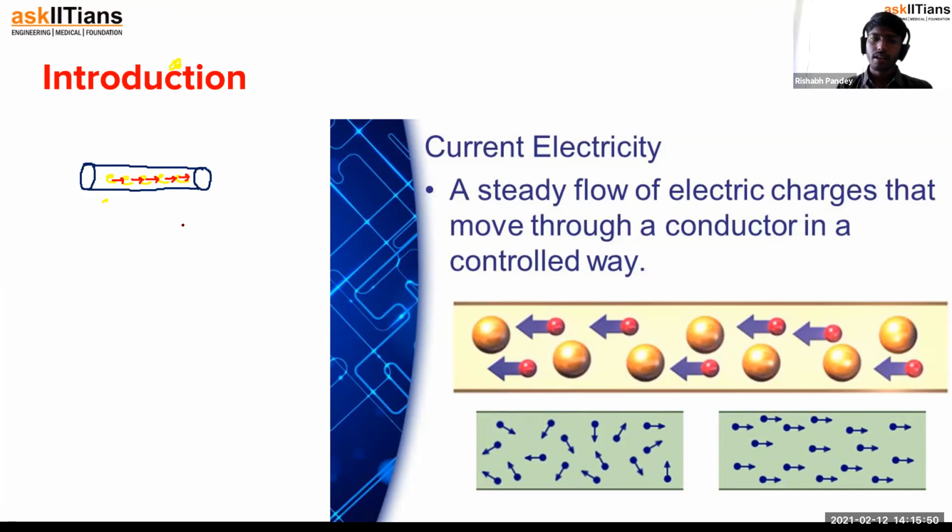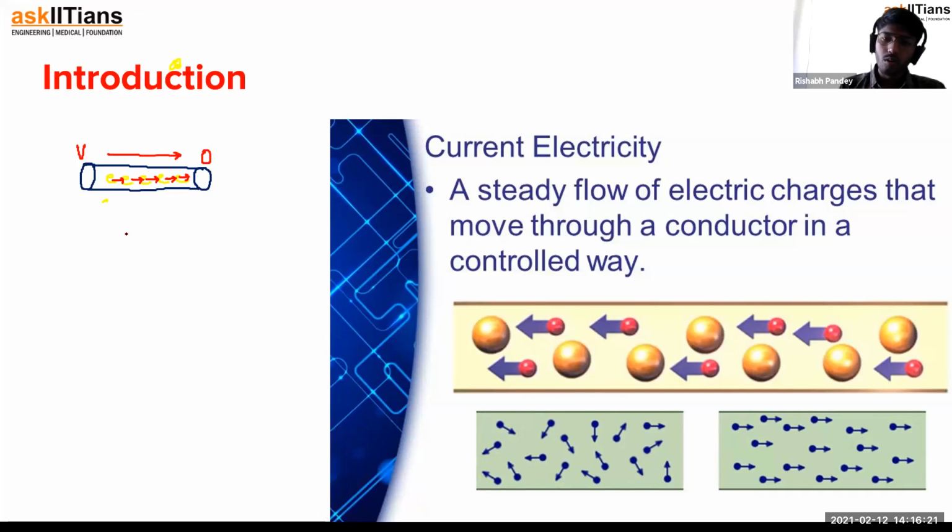Initially, before applying the battery or the potential difference, all were traveling in random directions. But when the potential difference has been applied, let's say here the potential difference is V and here the potential difference is 0. We know that water flows from high pressure to low pressure, similarly current also flows from high potential to lower potential. Since this end is the higher potential, all the current will start flowing in this direction towards the lower potential.